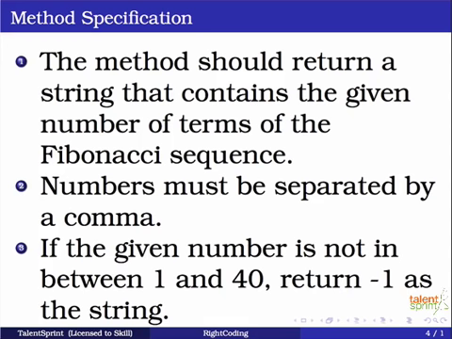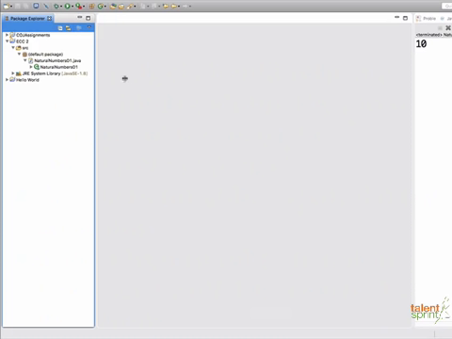And the final specification says, if the given number is not between 1 and 40, return -1 as the string. So this is kind of limiting our Fibonacci sequence. We are going to print a Fibonacci sequence up to 40 digits. If the number is beyond 40 or less than 1, we are going to return -1. Now let's jump into the code.